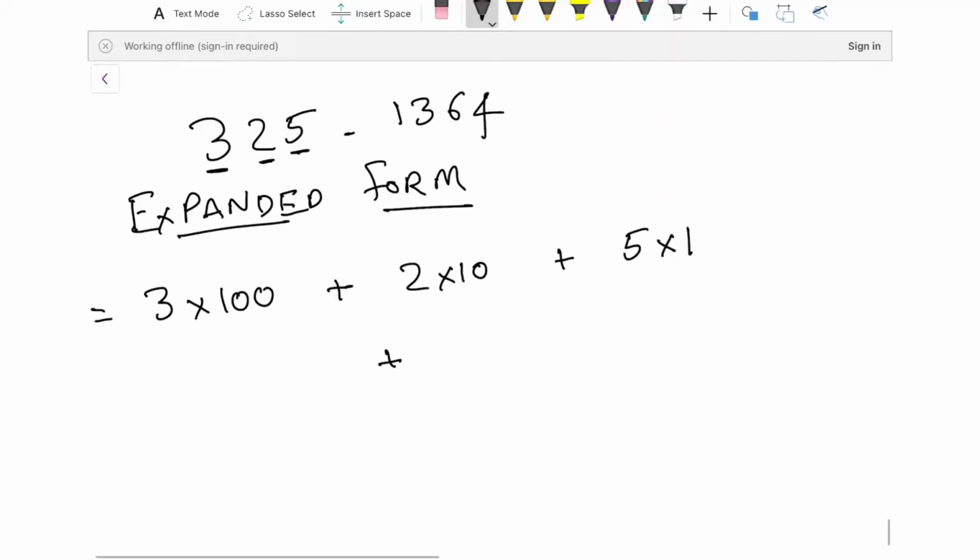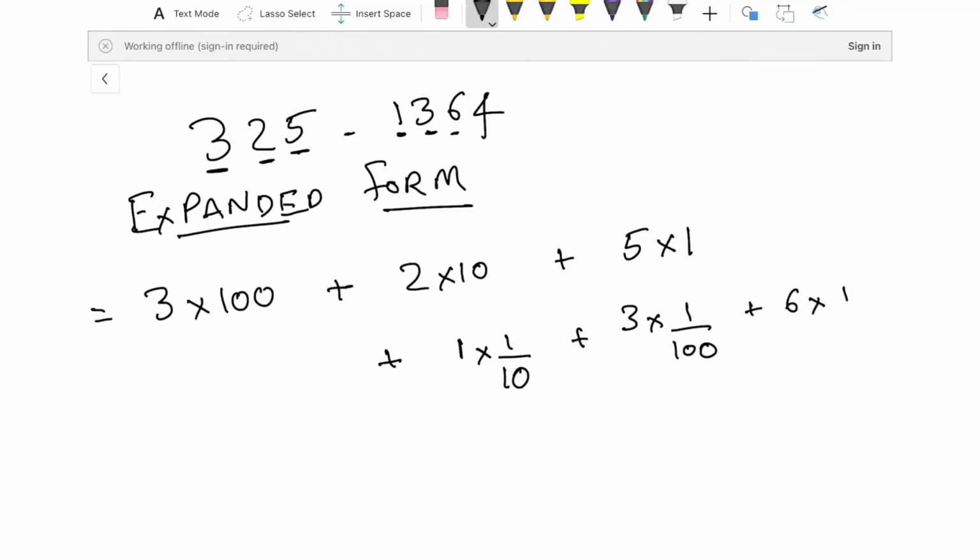So plus, you have 1 into 1 by 10, because that is the tenths place in the place value house, if you remember. Then you have plus 3 into 1 by 100, that's your hundredths place. Then you have plus 6 into 1 by 1000, thousandths place. And finally you have plus 4 into 1 by 10,000, ten-thousandths place.